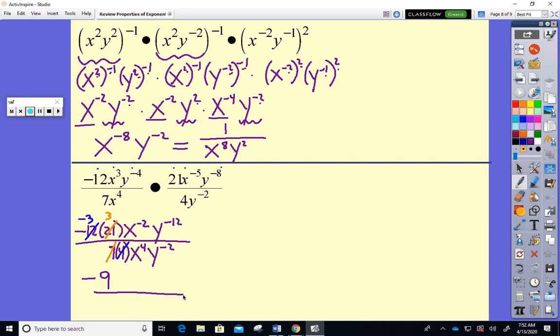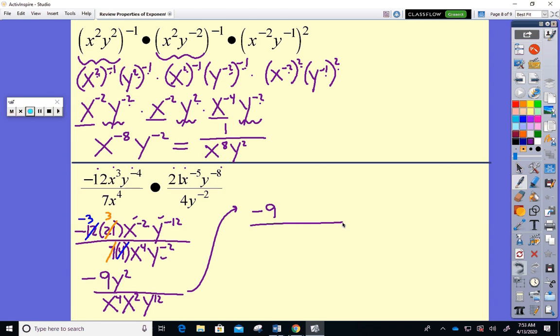Now on the x's, x to the fourth on the bottom I like, but this x to the negative 2 on top I don't. So I'm going to drop it to x to the positive 2 on the bottom. The computer's not writing where I want it to write. Now, same thing, I notice on the y to the negative 12, let me move it to the bottom. And on the y to the negative 2, let me move it to the top. Now that just feels like an easier problem to me. So the negative 9 is going to stay.